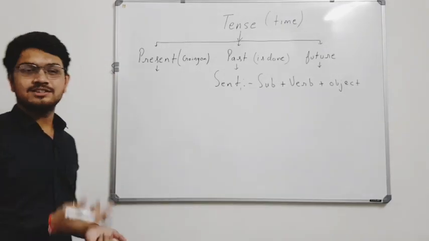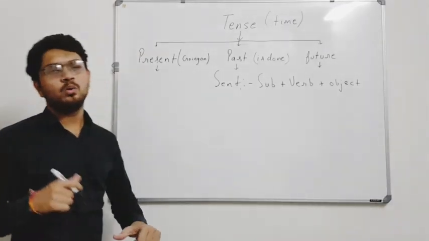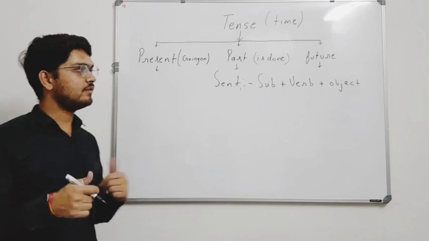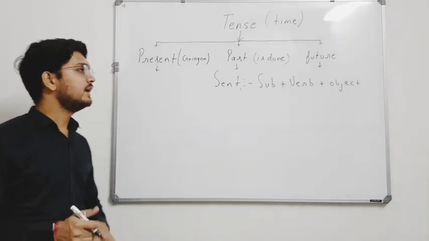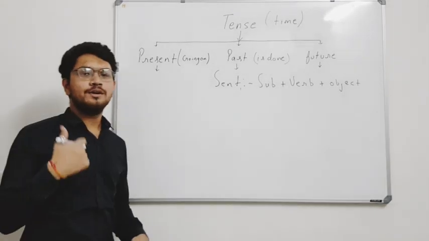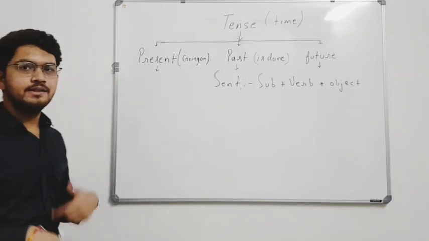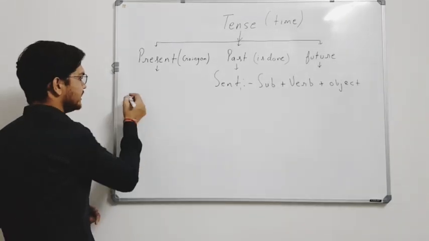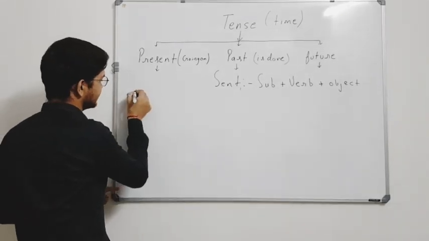Now what is the subject, what is the verb, and what is an object? We have this question in our brain, and I'm going to explain what is the subject, what is the verb, and then what is the object. Okay, so let's see what is the subject.